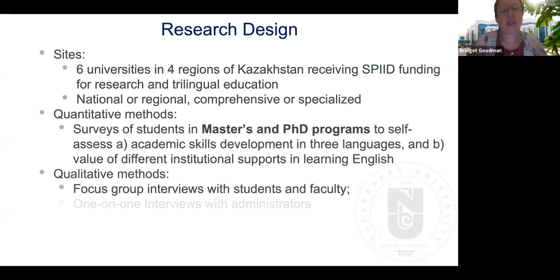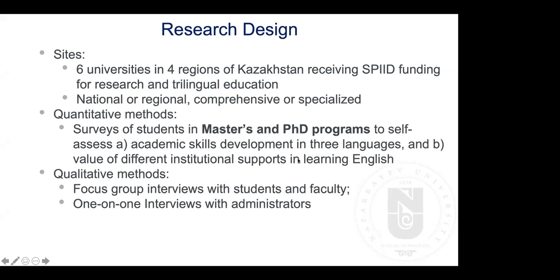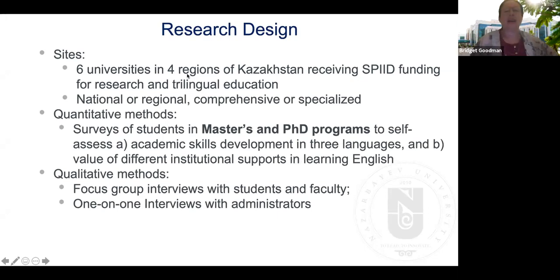So our research design, this was a mixed method study, meaning we used both quantitative and qualitative methods. And let me see if I can keep track of them. Quantitative is количество, qualitative is качество. Yes, did I get that right? I'm always scared with those words. All right. So again, we looked at a mix of both national and regional universities and comprehensive universities, meaning they have both natural sciences and social sciences, and specialized universities, so technical universities.